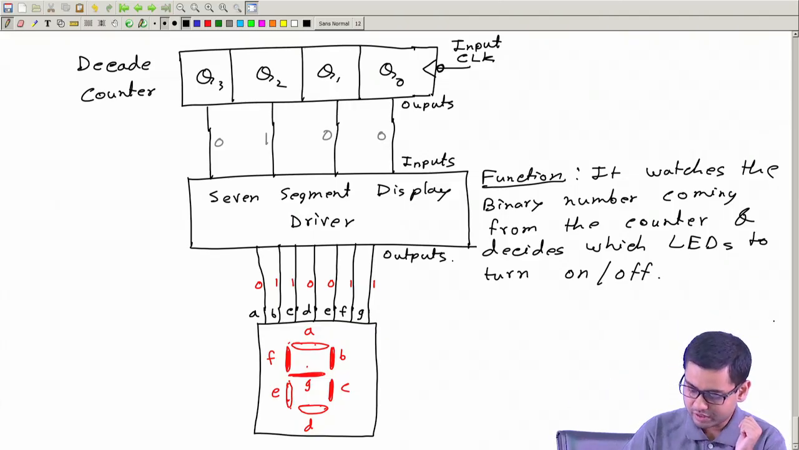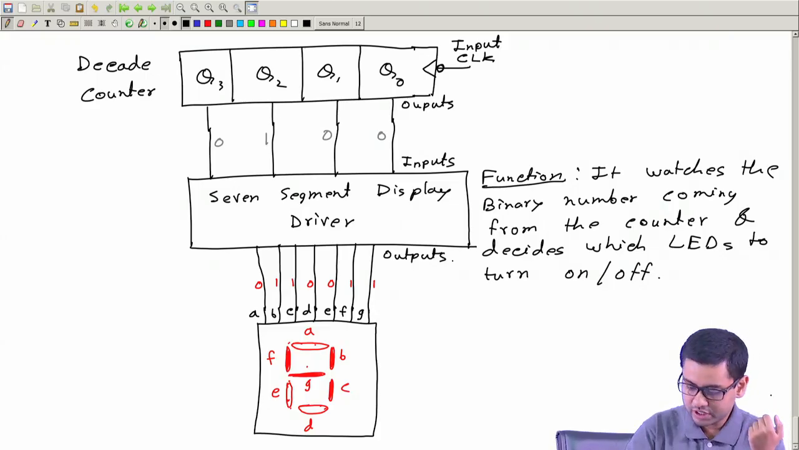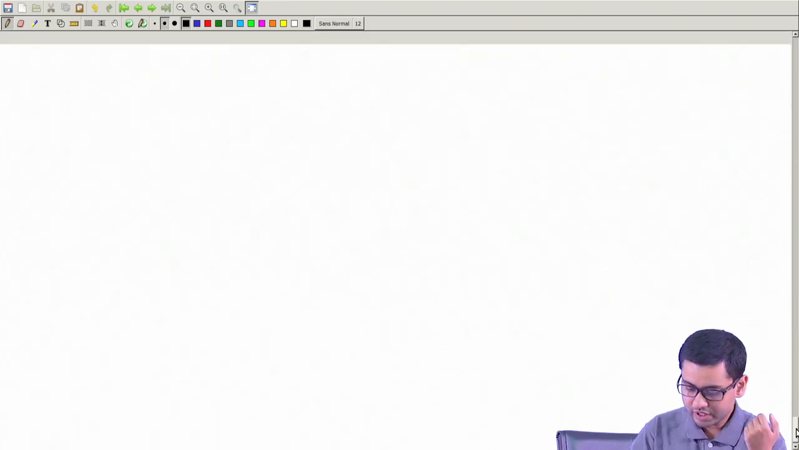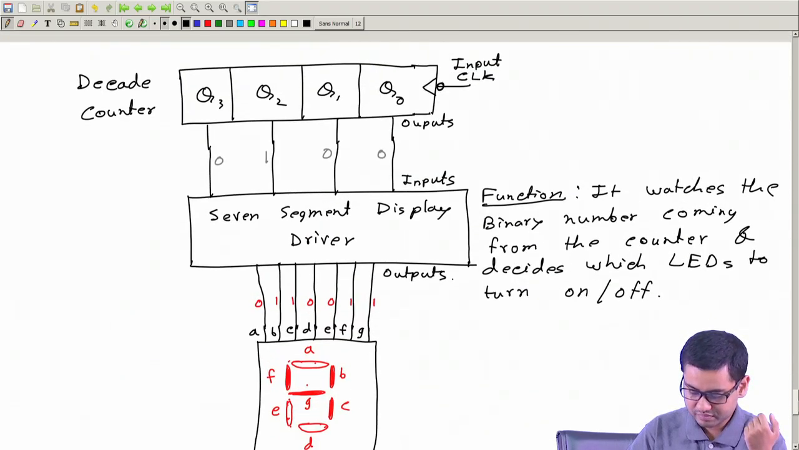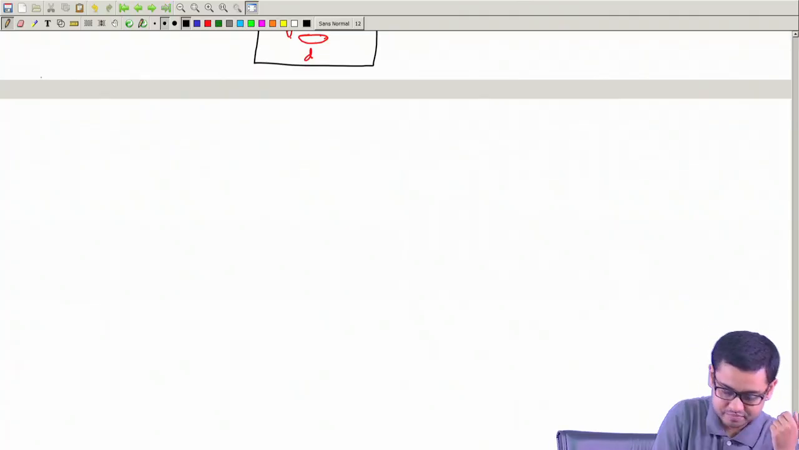So how can we design it? We can design it like this. We have to make a truth table, then do some binary function simplification using Boolean algebra or Karnaugh map, whichever you are familiar with, whichever you are comfortable with. Let me just tell you that very briefly, for the 7-segment display.